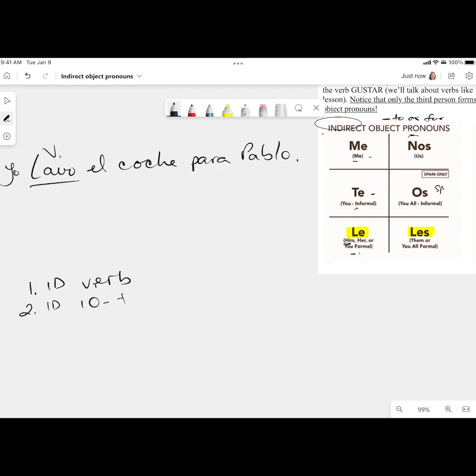Now, next I want to identify my indirect object. Now that I know my verb, I can ask the question, to or for whom is that action, the verb, occurring? Another way to identify the indirect object is to look for two key words, a and para. In this case, we have the word para, for, and a will mean to, that you'll see in other sentences. It's very easy to identify who our indirect object is in the sentence because it says directly para Pablo. Okay, so now we've identified that Pablo is my indirect object.